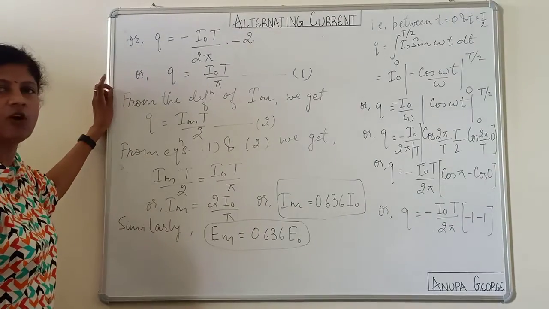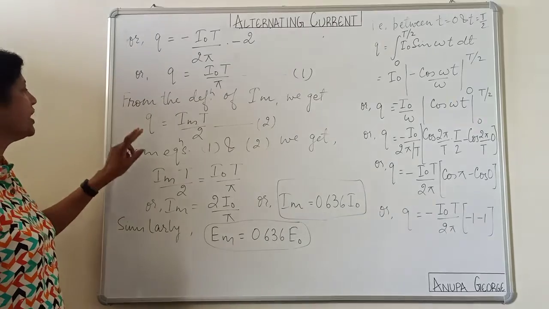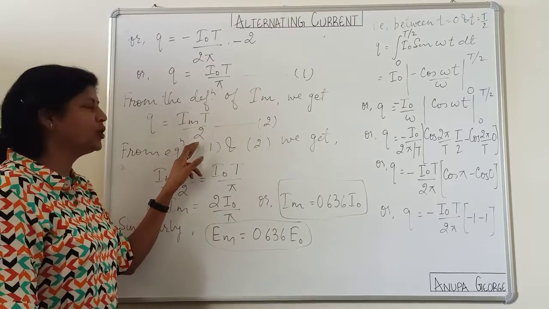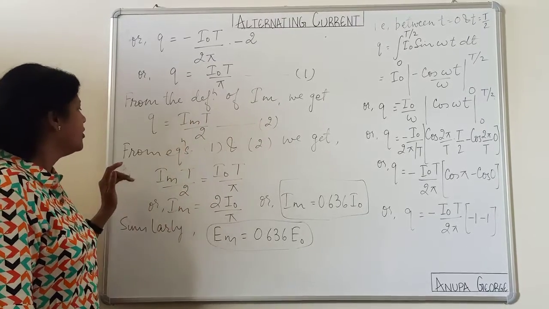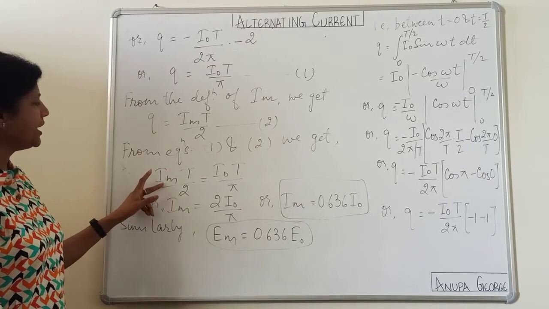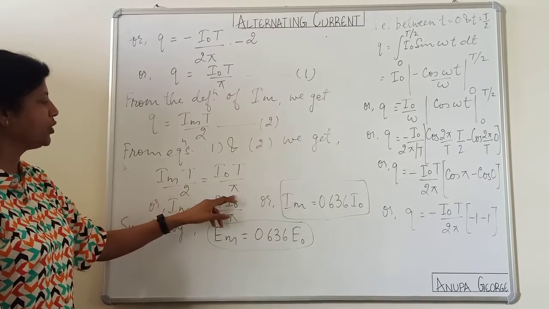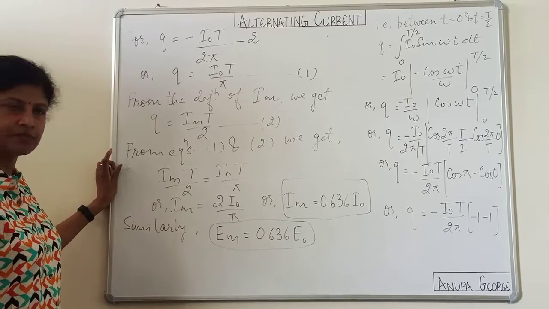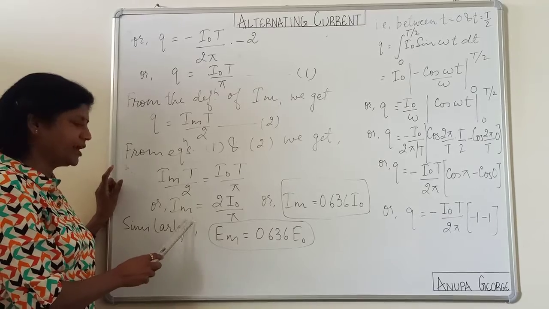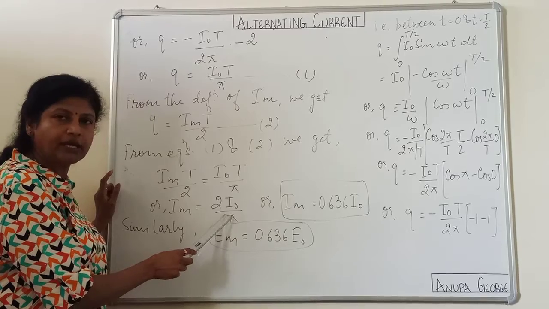From the definition of average value of alternating current, we can write q is equal to I m T upon 2. Equation number 2. From equations 1 and 2, we get T upon 2 is equal to I naught T upon pi. After simplification, we get Im is equal to 2 I naught upon pi.